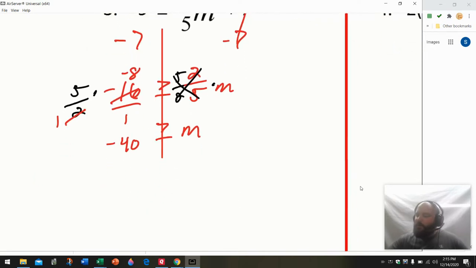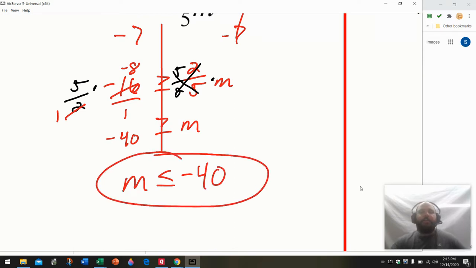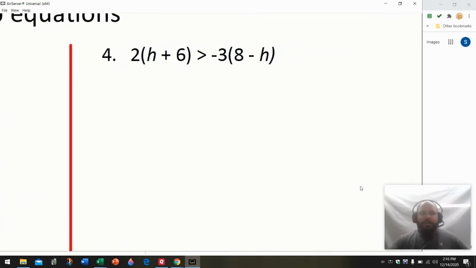But here's our problem. Once again, that m needs to be first. I want you to list your final answer so the variable's first. So we have to flip everything around, including the sign. And you can see that our final answer we end up with is m is less than or equal to 40. So now the last one that we're going to do is I'm going to distribute.